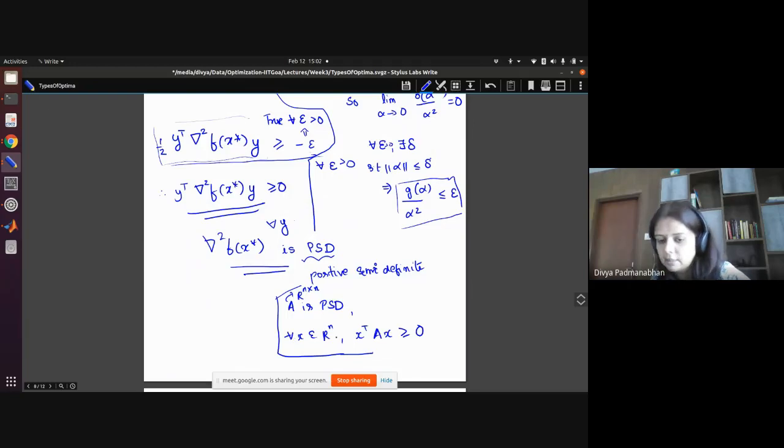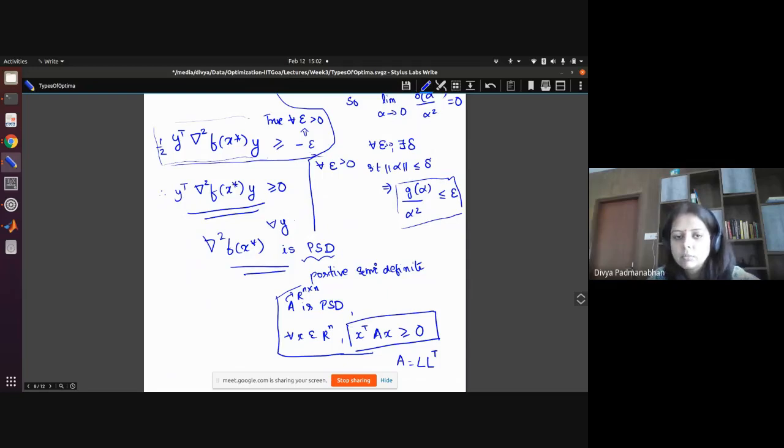The other is this: for every x in Rn, this quadratic form always gives a value greater than or equal to 0. There are some other things too. You can have a decomposition A equals something like this in terms of a lower triangular matrix. So there are several equivalent representations or characterizations for a positive semi-definite matrix. The one we have here is this one, and we are going to use this particular one. This is clear, right?